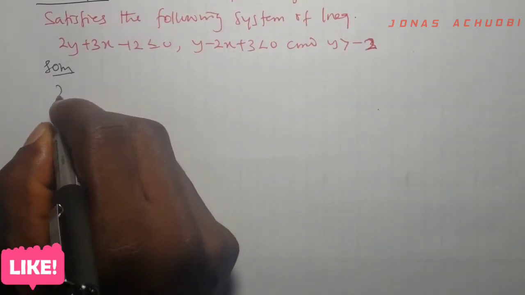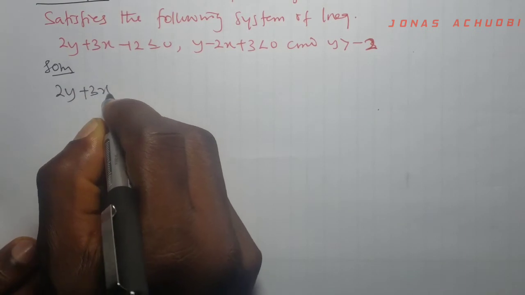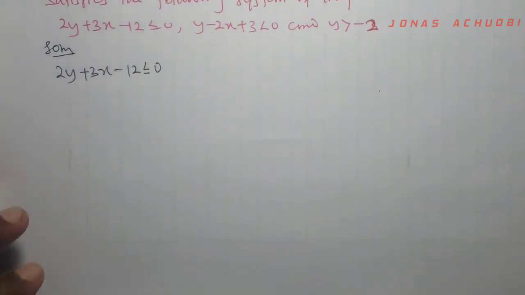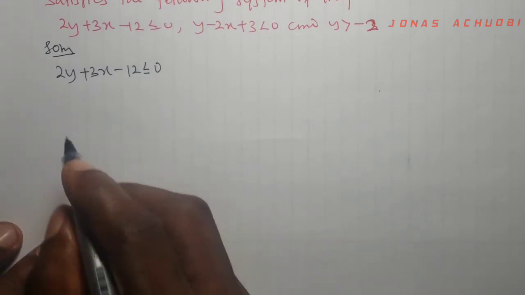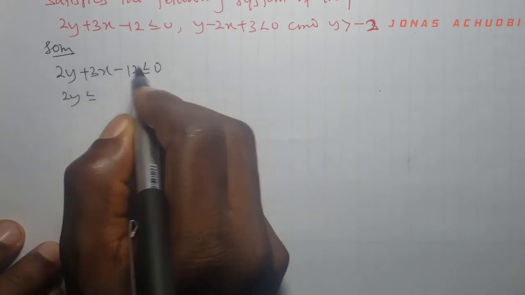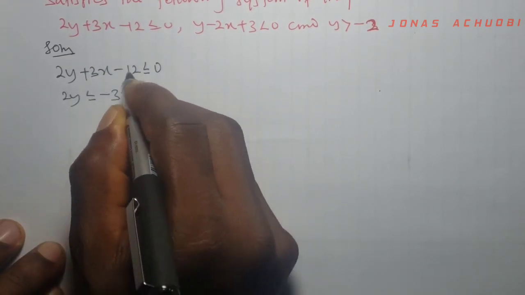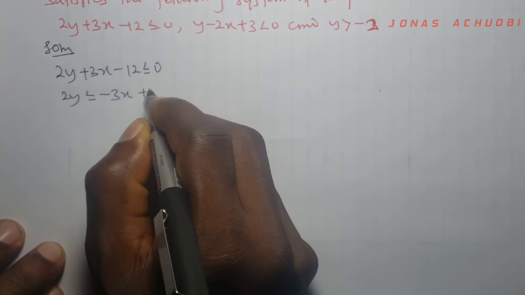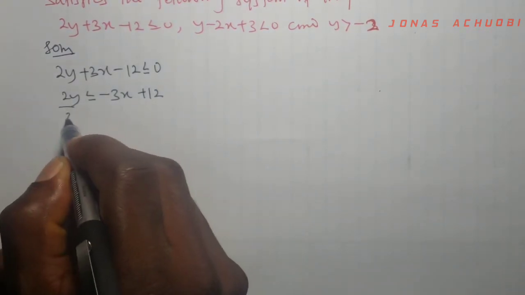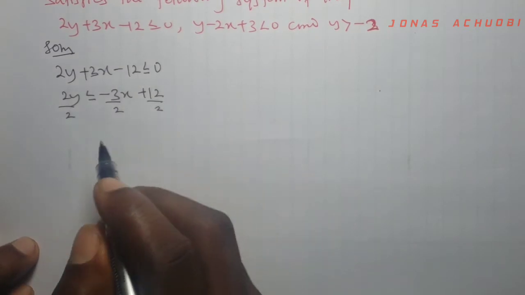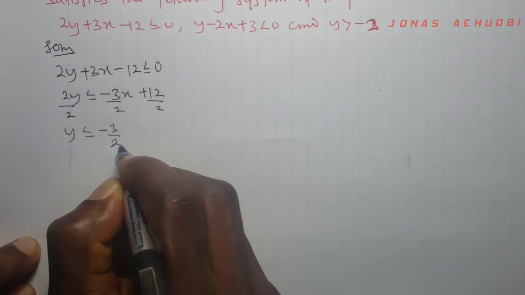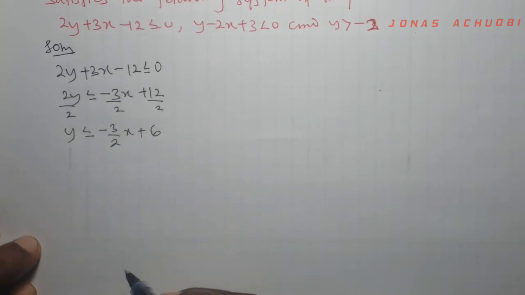So the first one is 2y plus 3x minus 12 less than or equal to 0. What's the first step? The first step is to make y the subject of the inequality. So we have 2y is less than or equal to minus 3x plus 12, since the plus 3x to the right becomes minus 3x and the minus 12 to the right becomes plus 12. Now to make y the subject, we divide through by 2. So we now have that y is less than or equal to negative 3 over 2 x plus 6.